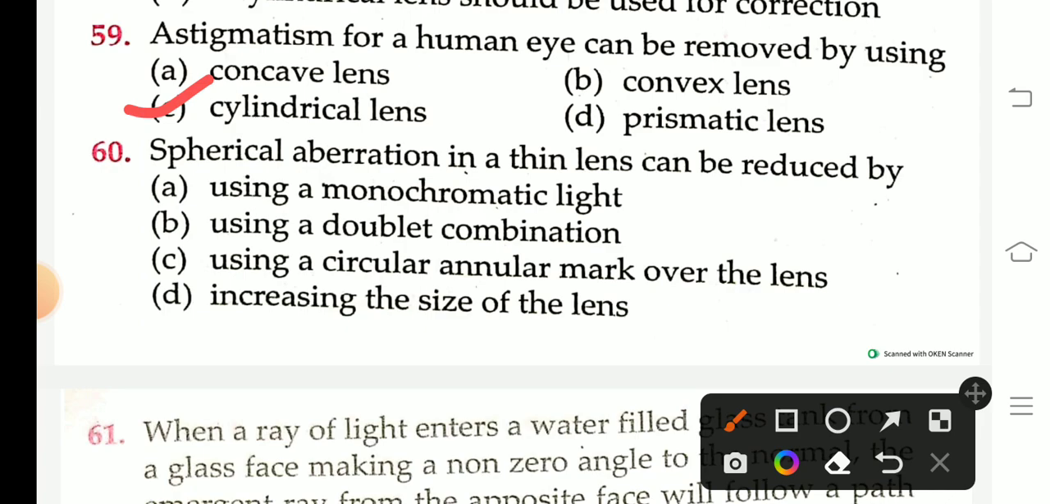Next, spherical aberration in a thin lens can be reduced by. Right answer will be option C, using a circular annular mask over the lens.